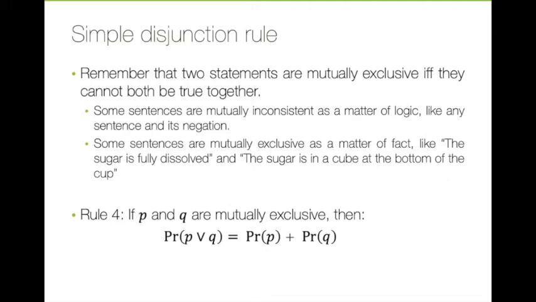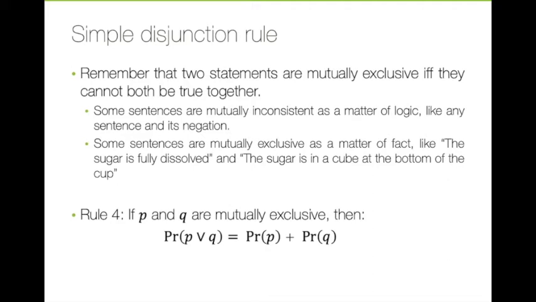Some sentences are mutually exclusive as a matter of fact, not of logic. So logically, it's possible for sugar to be fully dissolved and sugar to be in a cube at the bottom of a cup. That doesn't obey any of our rules about the logical connectives. But you should recognize as a matter of fact that it's impossible for sugar to be fully dissolved and be a cube at the bottom of the cup. Those are not mutually compatible states of sugar. So those two sentences describing those states are mutually exclusive.